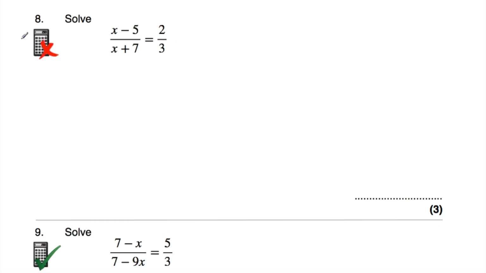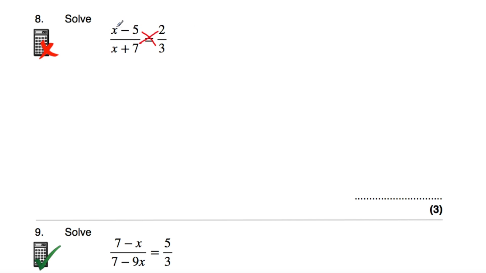Okay, let's look at our next question, question number 8. So question number 8, we've been asked to solve x minus 5 over x plus 7 equals 2/3. So again, we've got a fraction equaling another fraction. So let's do cross multiplication. This numerator times that denominator will be equal to that numerator times that denominator.